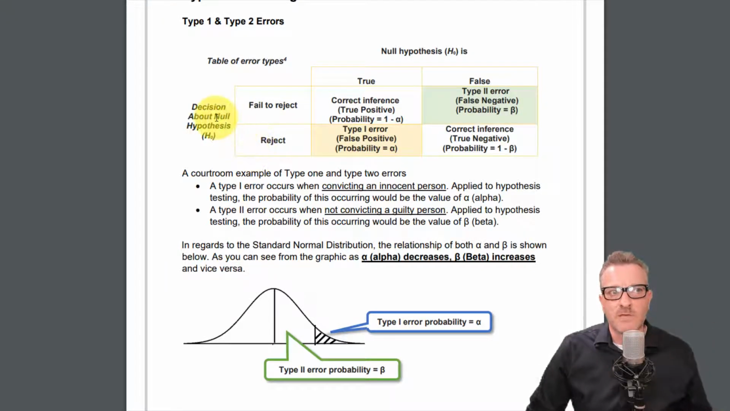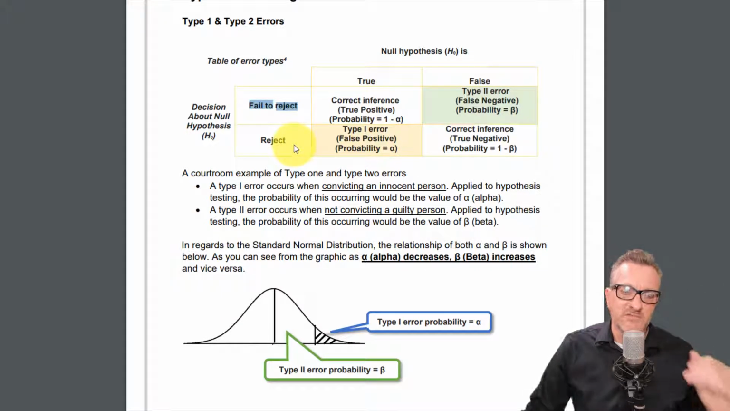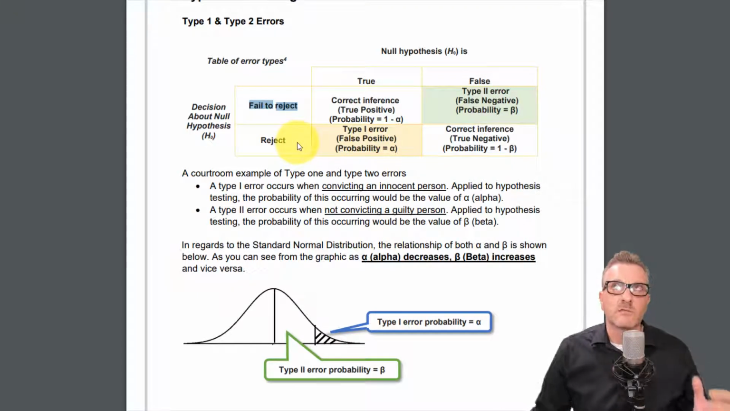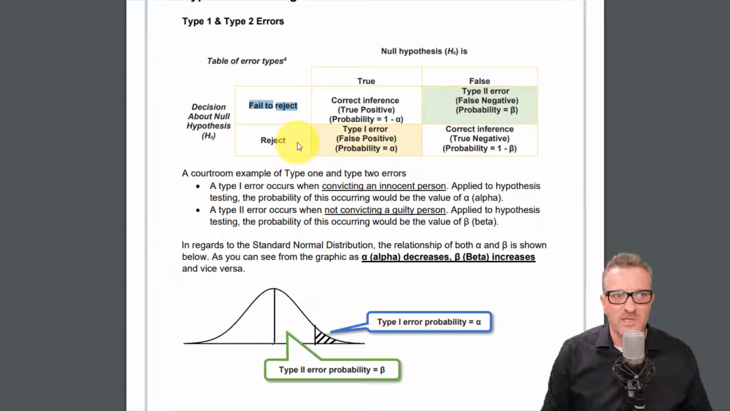On the horizontal plane, we have the decision about the null hypothesis: fail to reject and reject. Fail to reject means we did not reject the null hypothesis, meaning we believe the null hypothesis is okay. We failed to reject it. There's a little bit of double negative stuff here, and this is the way they do this. Reject means we actively rejected the null hypothesis, which is rejecting the status quo.